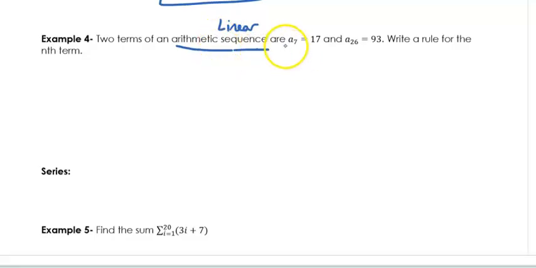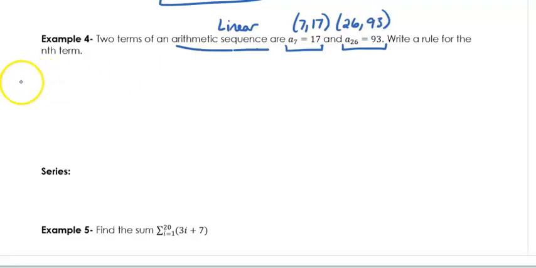And so this fact is telling us the 7th term is 17, and this is saying the 26th term is 93. You can think about it as points: when you plug in 26, you get 93. When you plug in 7, you get 17.